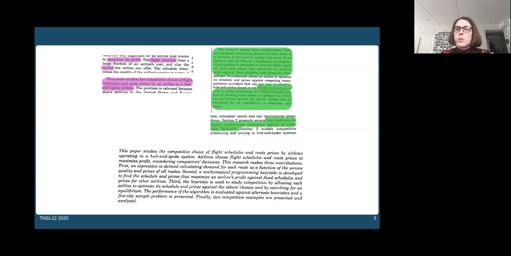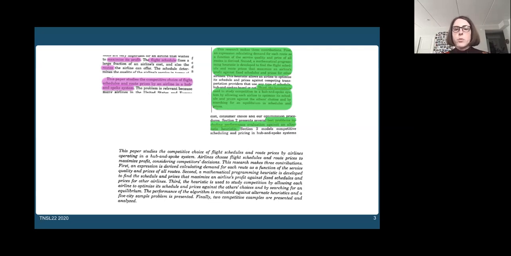How do we want to do that? So what's the objective in trying to do that? So the second sentence says, airlines choose flight schedules and route prices to maximize profit, considering competitors' decisions. Okay, so now we know what problem they want to look at, and they also tell us what the objective is going to be. And then they tell us, okay, there are 3 contributions. This research makes 3 contributions.